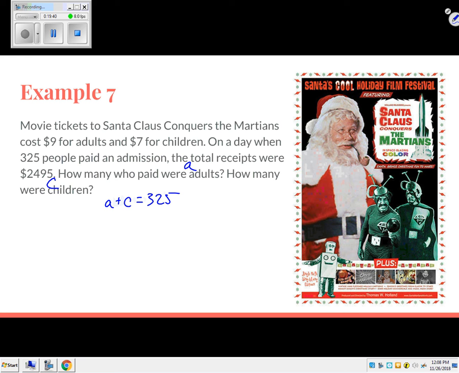That one might be the harder equation for you. I don't know. I asked this earlier, and I was given the other equation first. They told me that for every adult that came in, they had to pay $9, but for every child that came in, they had to pay $7. And whenever they did that, the total receipts that day were $2,495. So here are my two equations. I'm going to let you go ahead and solve this, and then I'll have the answers up on the slide. So let me hit pause.